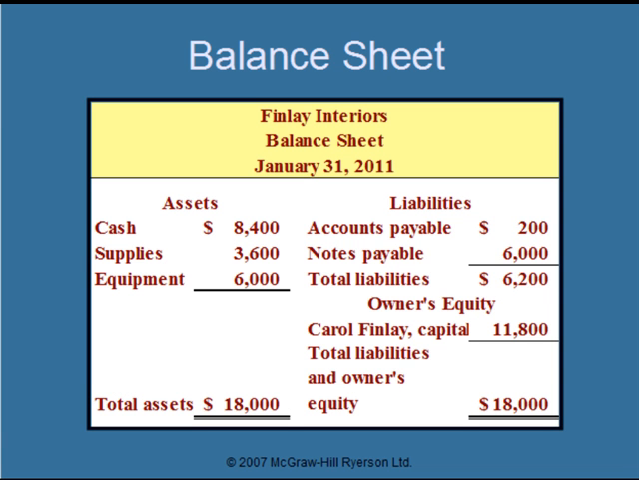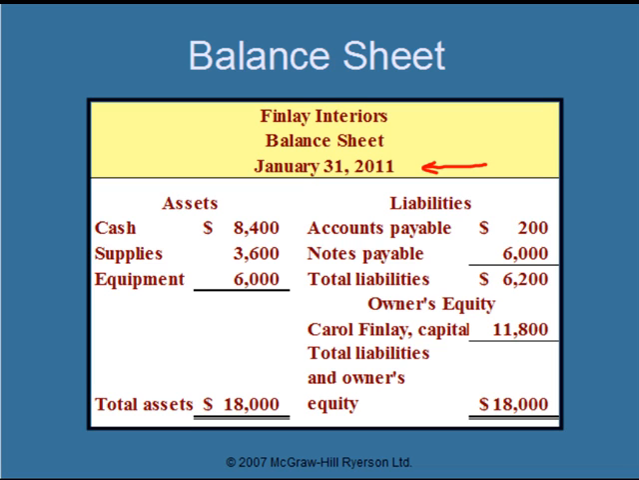The third financial statement is a balance sheet. And the balance sheet reports the financial position of a company at a specific period of time. So when you look at the heading of the balance sheet, you'll notice that it's stated differently than the income statement and statement of owner's equity. This is for a specific point in time, January 31st. So all of the numbers on this balance sheet are only true for that specific date.